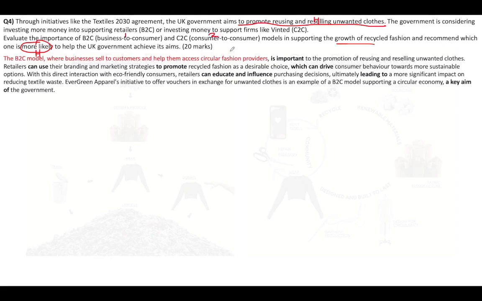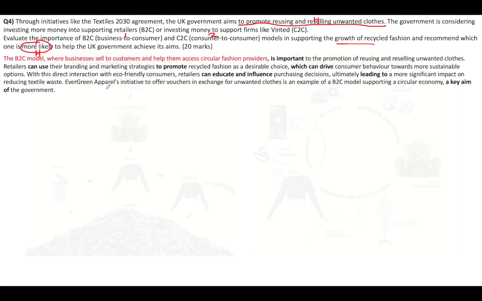of this. And sometimes you also have a hook that is profits or employee satisfaction or employer-employee relations. You're going to need to demonstrate an understanding of the hook as well sometimes. In this one, it's obviously to do with promoting, reusing and reselling unwanted clothes.